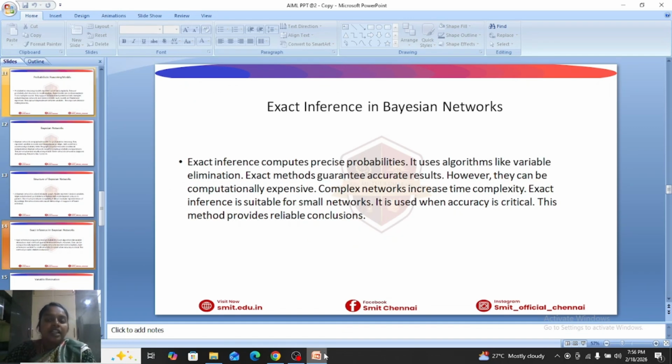moving on to exact inference in Bayesian networks. Exact inference computes precise probabilities. It uses algorithms like variable elimination. Exact methods guarantee accurate results. However, they can be computationally expensive. Complex networks increase time complexity. Exact inference is suitable for small networks. It is used when accuracy is critical. This method provides reliable conclusions.